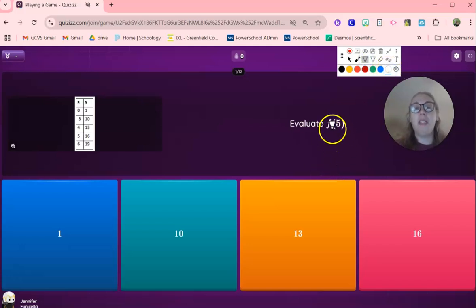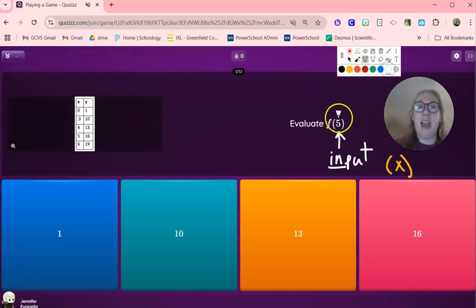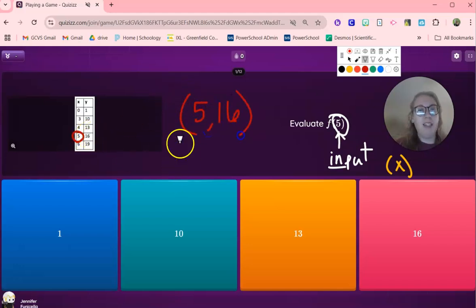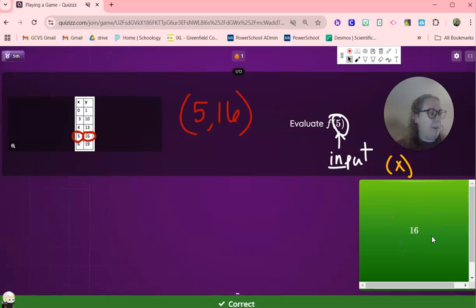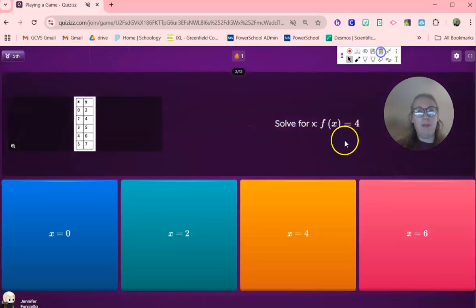Now, for this first one, it says f of 5. Now remember, whatever is in parentheses is the input. And our input is always the x, right? So this is essentially saying, hey, when the x is 5, what is y? So we go over to our table, we look for 5, and when x is 5, y is 16. We just looked right next to it and we see that 16. So that's the point, 5 comma 16. When we plug in a 5, we get out a 16. So go ahead and click that button and we'll look at the next one.